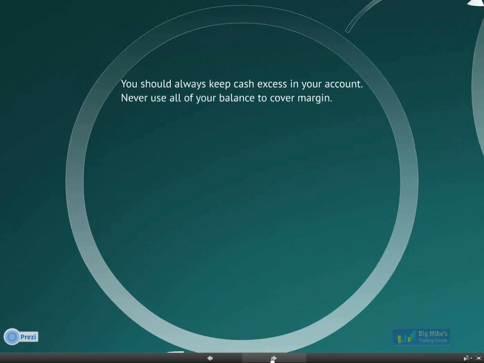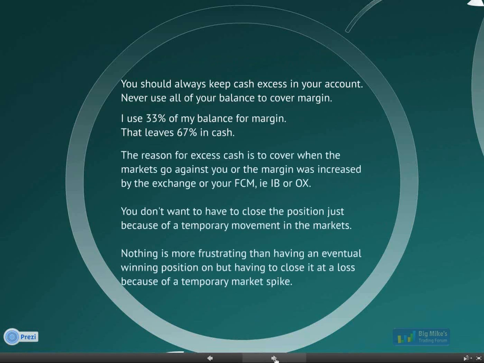Now, when you're selling options, you should always keep excess cash in your account. Never use all of your balance to cover margin. For me, I like to be somewhat safe, and I use 33% of my balance to cover margin, and that leaves 67% in cash. The reason for the excess cash is to cover when the markets go against you or the margin is increased by the exchange or by where you're trading, for example, IB or Options Express.